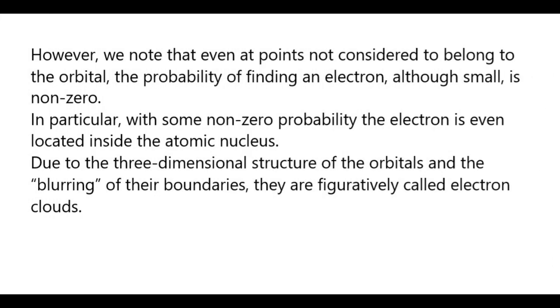especially high. However, we note that even at points not considered to belong to the orbital, the probability of finding an electron, although small, is non-zero. In particular, with some non-zero probability, the electron is even located inside the atomic nucleus. Due to the three-dimensional structure of the orbitals and the blurring of their boundaries, they are figuratively called electron clouds.